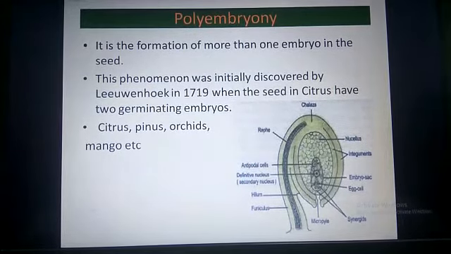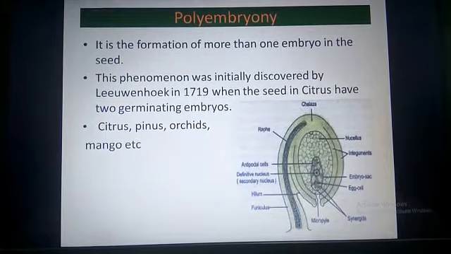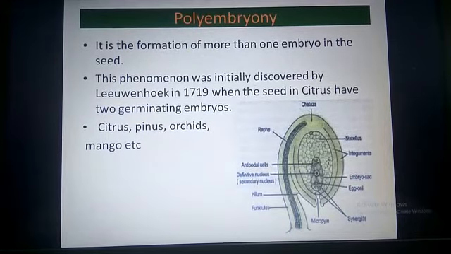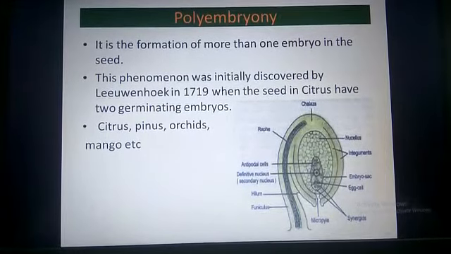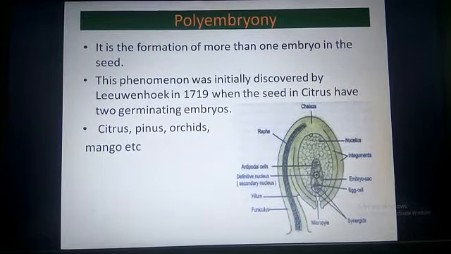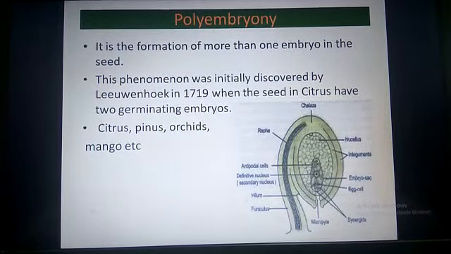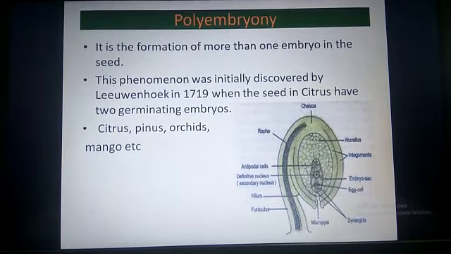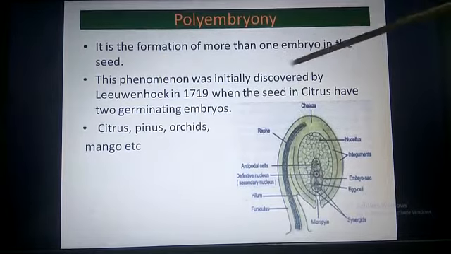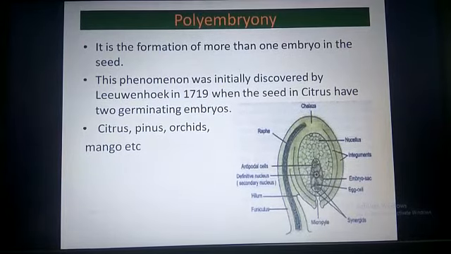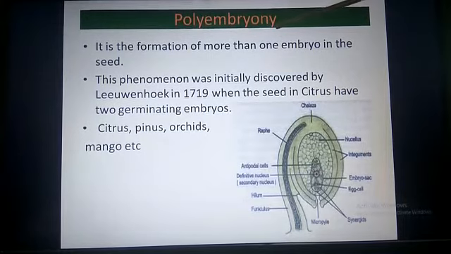Actually, a single seed is supposed to have only one embryo. An ovule has only one embryo sac, so when the ovule turns into a seed, the seed is supposed to have one embryo. But sometimes there is more than one embryo in a single seed. So that is what we call polyembryony.